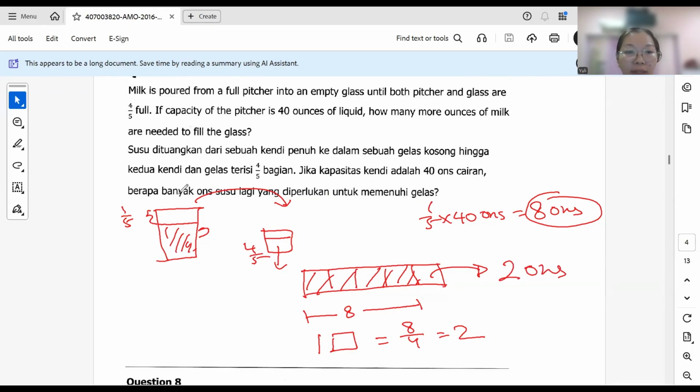Because the question is, how many more ounces of milk are needed to fill the glass? So you have to find the 1/5, right? So the answer is 2.